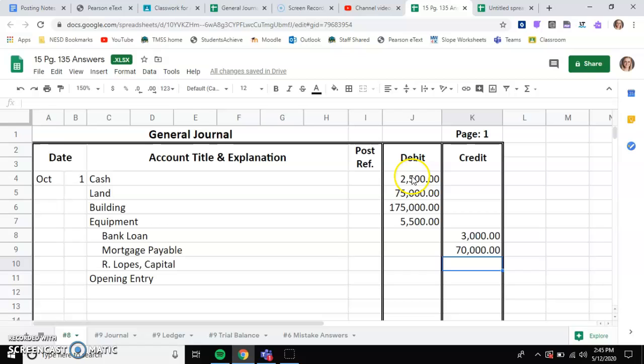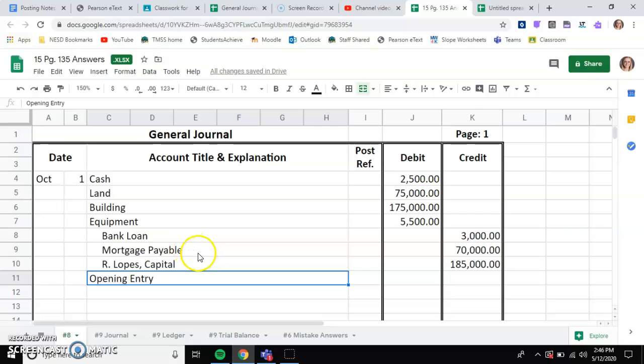I go add, add, add, add. So I add all of those ones and I get 258,000. And then I add my liabilities and I get 73,000. And I find the difference there. It's 185,000. So that's what my capital is for starting, 185,000. Then my explanation is called opening entry. That's all you have to say, opening entry.